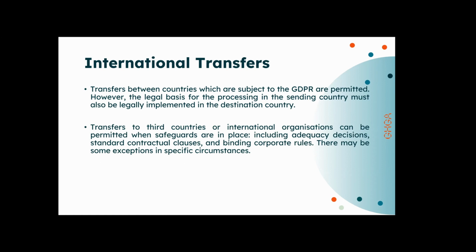For countries which are not subject to the GDPR, or international organizations, again, which wouldn't be subject to the GDPR, the transfers can be permitted as long as there are safeguards in place. So the GDPR sets out that you can have adequacy decisions, and these are whereby a particular country, for example, has been judged by the European Commission to have good safeguards in place for data protection, such that they are equivalent to the protections you would have within the EEA and EU.